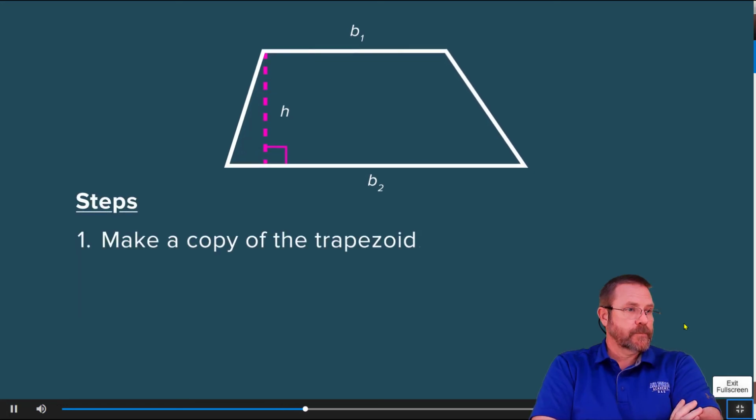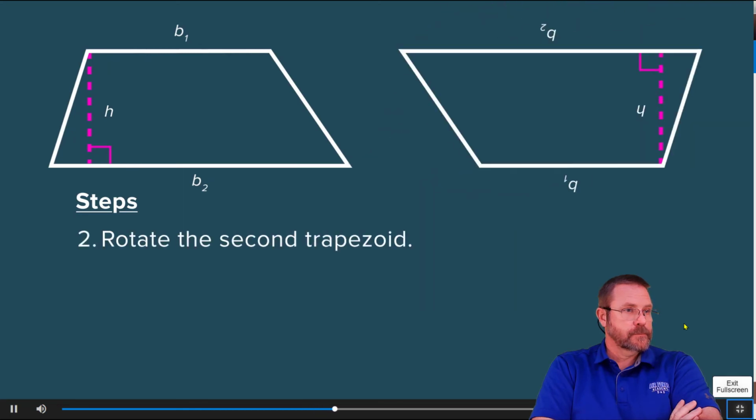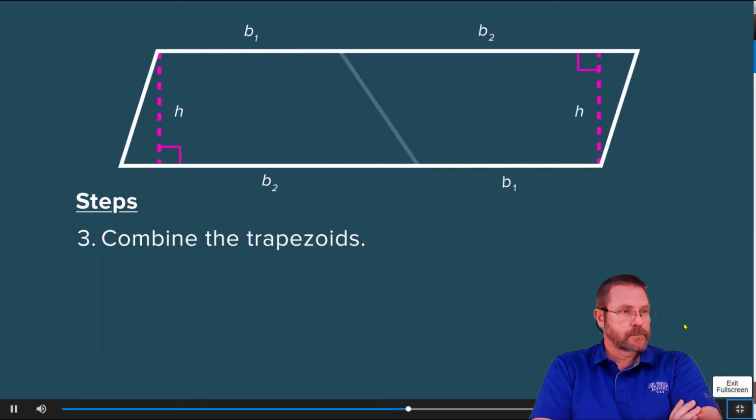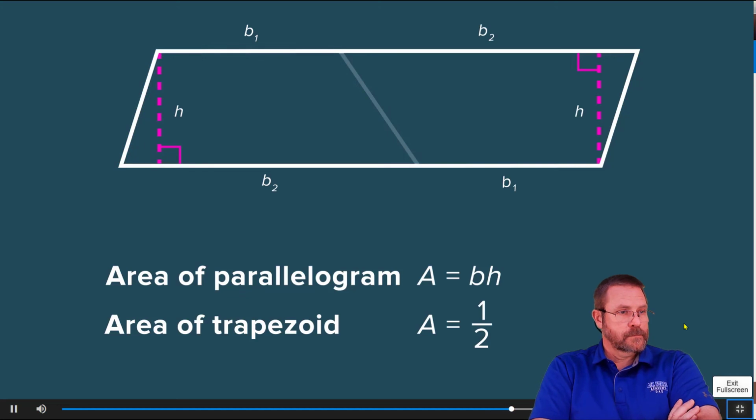First, make a copy of the trapezoid. Next, rotate the new trapezoid. Note that now base 1 is the bottom side and base 2 is the top side of the second trapezoid. Combine the trapezoids. The two congruent trapezoids form a parallelogram. The area of a parallelogram is the product of its base b and its height h. The area of one of the trapezoids is half of the area of the parallelogram.